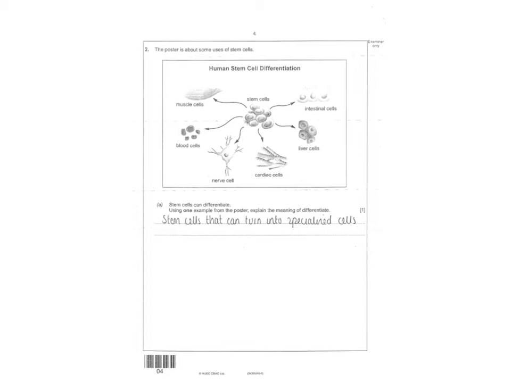The poster is about some uses of stem cells. So we've got muscle cells, blood cells, nerve cells, cardiac cells, liver cells and intestinal cells. Stem cells can differentiate. Using one example from the poster, explain the meaning of the term differentiate. So stem cells can turn into specialised cells, because these are all examples of specialised cells. And a specialised cell is a cell adapted for a specific function.